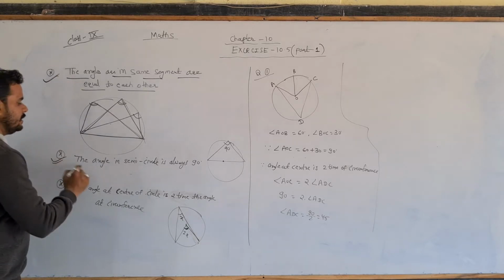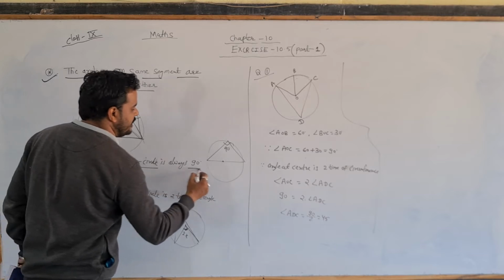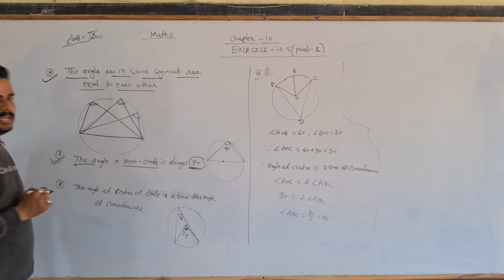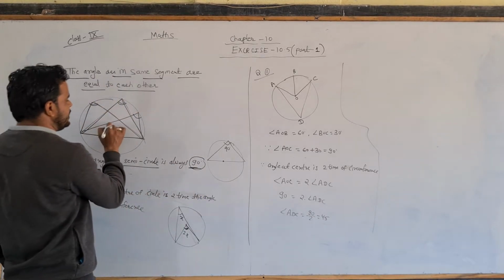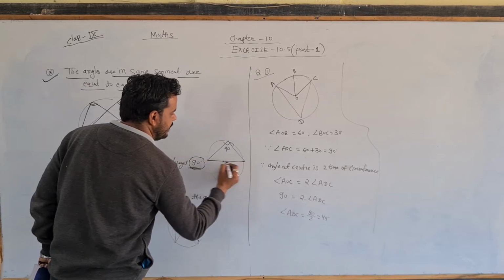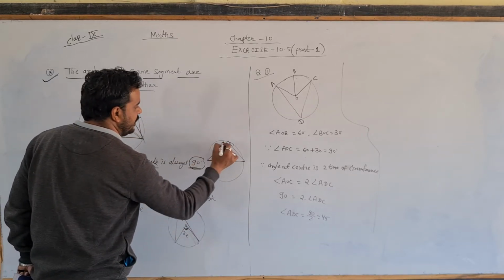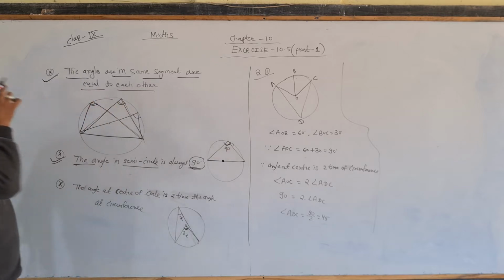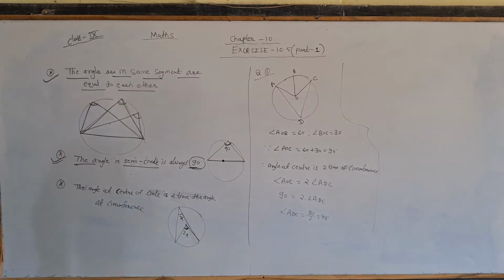The second property is the angle in the semicircle is always 90 degrees. If the chord is not a segment but passes through the center, if this is a diameter, then this is known as a semicircle, and the angle in a semicircle is always 90 degrees. This is the second property.